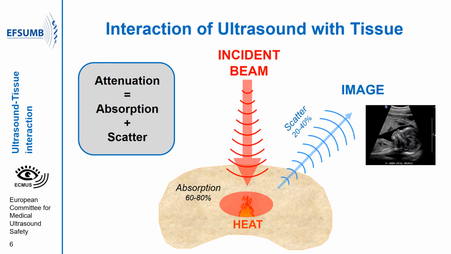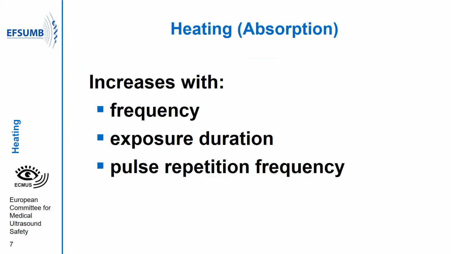Ultrasound passing through tissue is attenuated. The ultrasound that is scattered and reflected back to the transducer is used for imaging, while the absorbed ultrasound is transferred to heat. Only a small proportion of the transmitted ultrasound signal is used to make the image. The remaining energy stays in tissue and is absorbed, leading to heating. Temperature rise depends on the absorption coefficient, which is proportional to frequency, the exposure duration, and the number of pulses per second, the pulse repetition frequency.